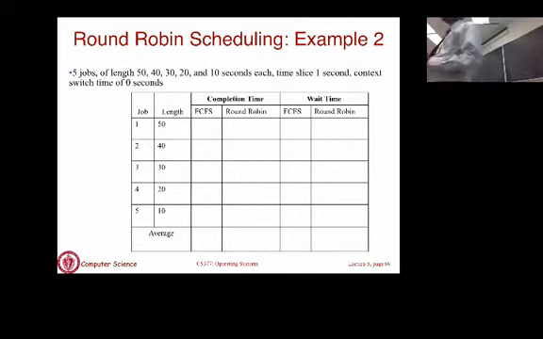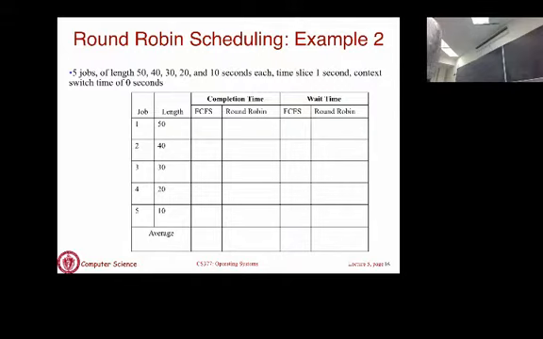We'll quickly run through another example. Here job lengths are not identical. They are different, they are going to vary. Job 1 has length 50, job 2 has length 40, job 3 has 30, then 20, and 10. Again, they all arrive at time 0 in that order. And then you are asked to see what is the completion time and what is the waiting time.